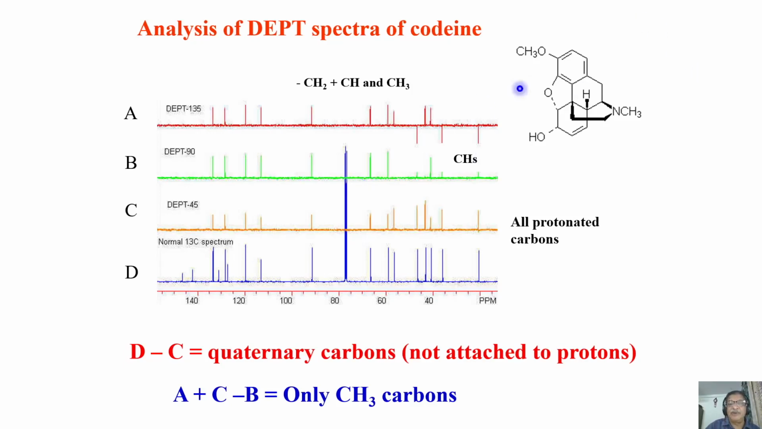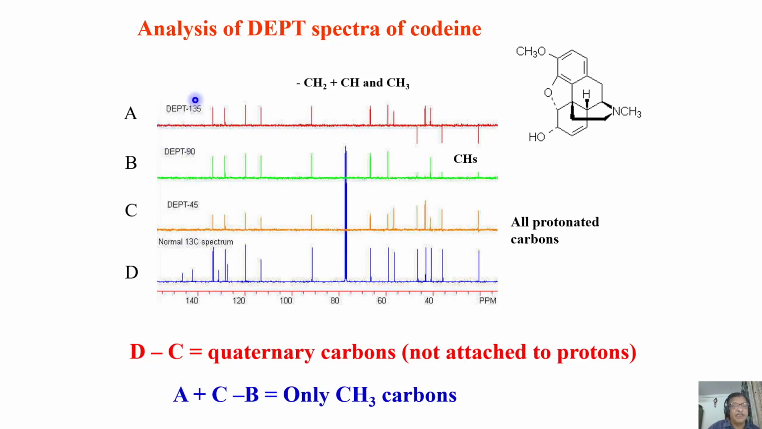So this is a bigger molecule like codeine, which is taken from the literature. You can see various combinations you can do. If A, B, C, D, where D is the normal spectrum, and in this case C has all protonated carbons coming at 45, scale it and then take the difference between these two, you will get only quaternary carbons. Similarly, you take A plus B.